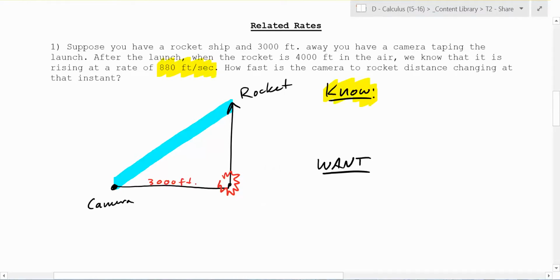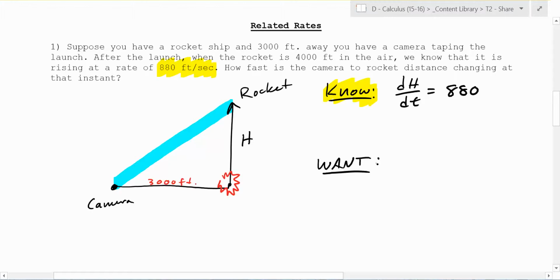880 feet per second. We need to be very careful with our labeling. So let's call the height of the rocket h. Are we okay with that? In terms of derivative notation, how do you write the rate of change of the rocket with respect to time? d what over d what? Yeah, we know that dh/dt is 880. The height of the rocket is changing at 880 feet per second.